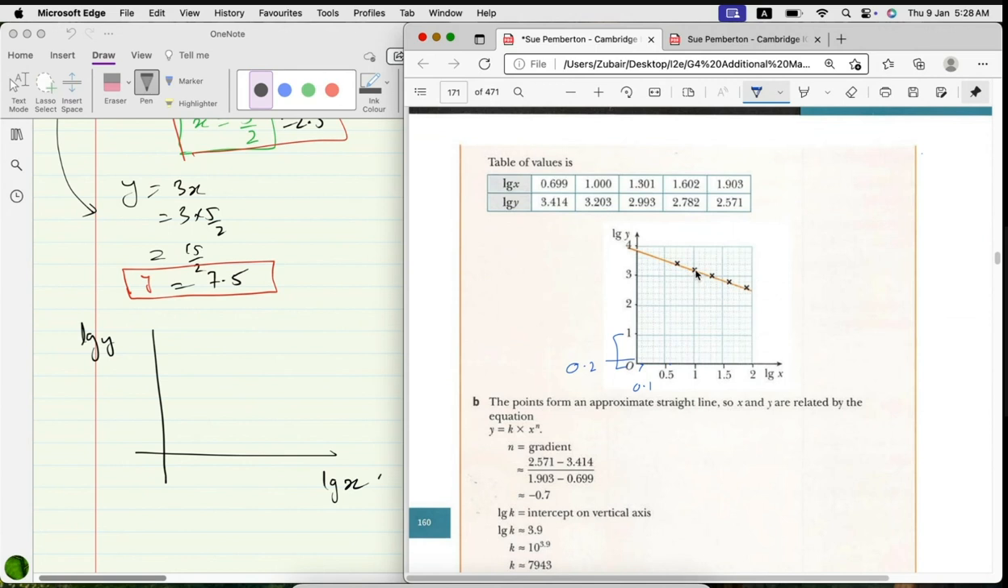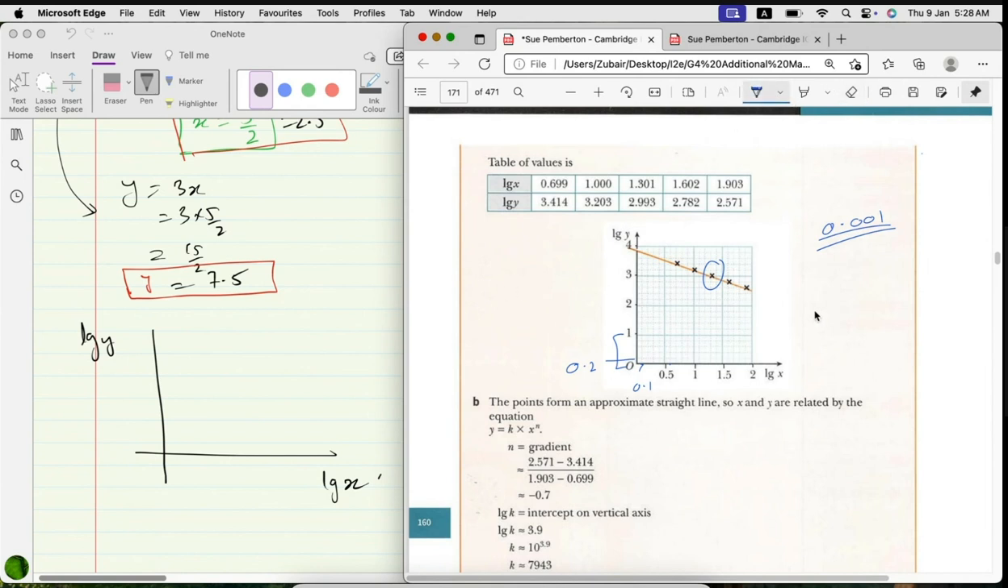Then this is clearly 1. The other one is 1.301. So I would just mark it 1.3 because my naked eye cannot read it to this much accuracy. That's acceptable. Similarly for y, 3.4, 3.2, 2.993 is almost 3. The third point is almost 3, and so on.